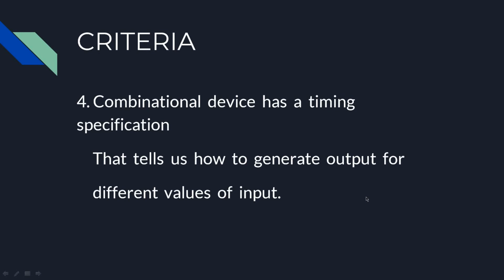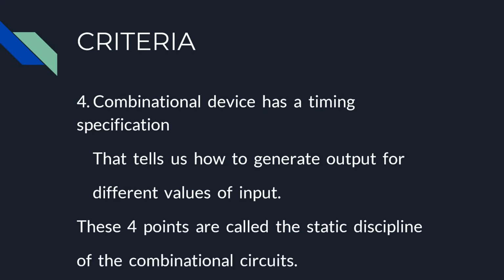A combinational device has a timing specification that tells us how to generate output for different values of input. These 4 points are called the static discipline of combinational circuits. At a minimum, there must be a specification of propagation delay called the TPD. That is an upper bound on the time from when the inputs reach stable and valid digital values to when the output is guaranteed to have stable and valid output values.